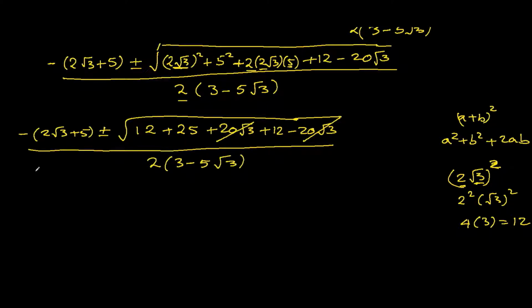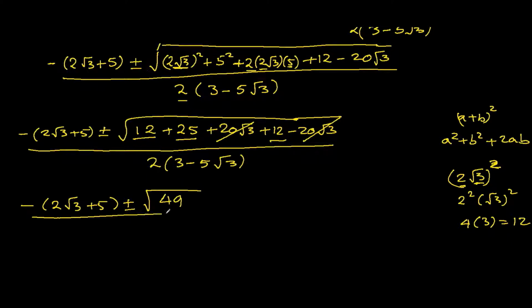square root 3). So now minus 2 square root 3 plus 5, plus minus square root of 12 plus 25 is 37 plus 10, 49, a perfect square again. 2 times (3 minus 5 square root 3).